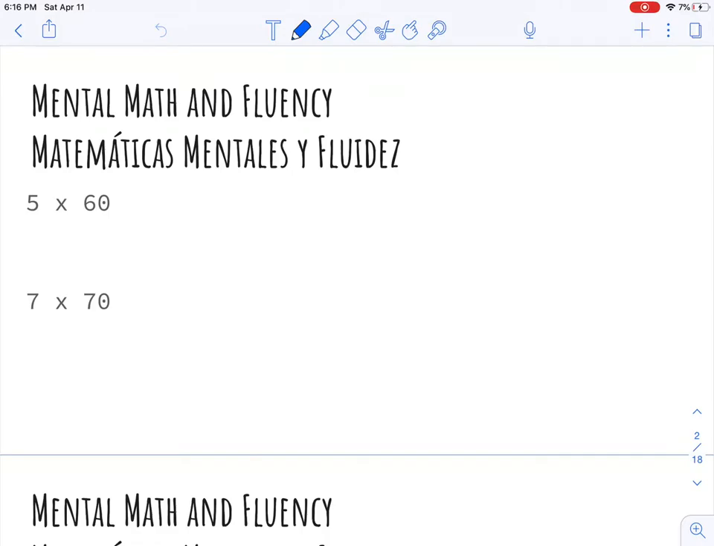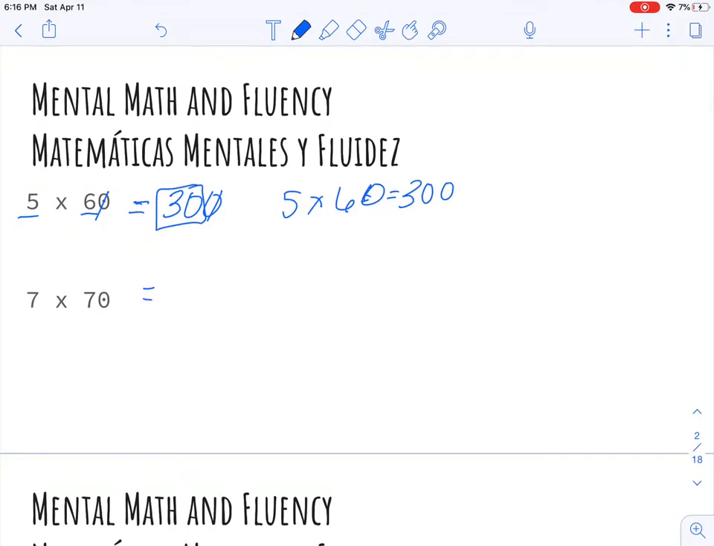So this is just using the knowledge from our last 3 lessons. This would be fact extensions. So work on finding the answers to 5 times 60 and 7 times 70. So you should know that 5 times 60 is 300 because 5 times 6 is 30, and then you add a 0 to the end. So 5 times 60 is 300.